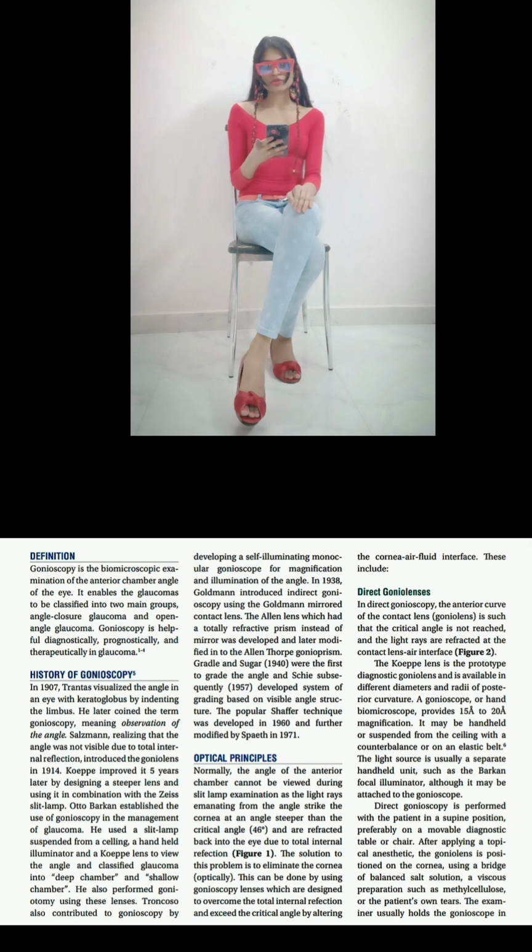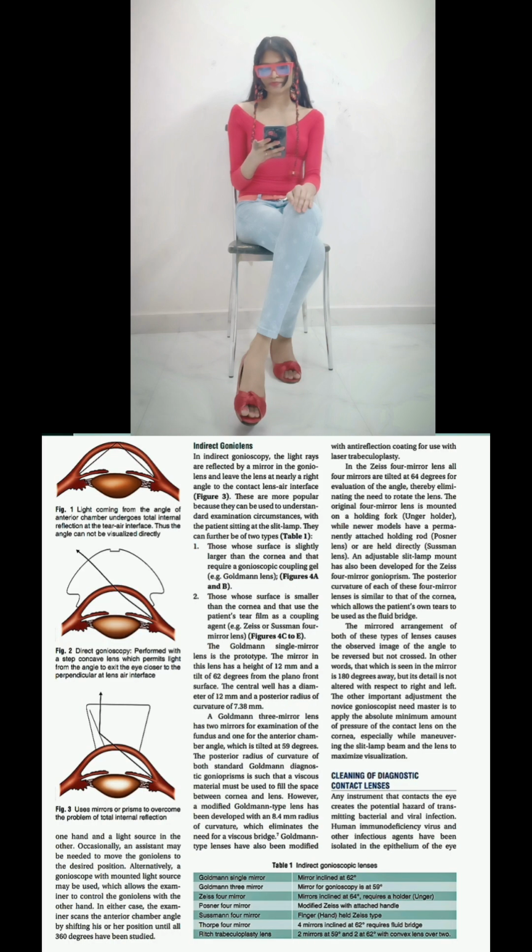The examiner usually holds the gonioscope in one hand and a light source in the other hand. Occasionally, an assistant may be needed to move the gonio lens to a desired position. Alternatively, a gonioscope with a mounted light source may be used, which allows the examiner to control the gonio lens with the other hand. In either case, the examiner scans the anterior chamber angle by shifting his or her position until all 360 degrees have been studied.